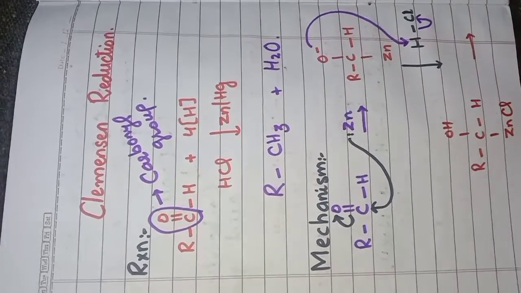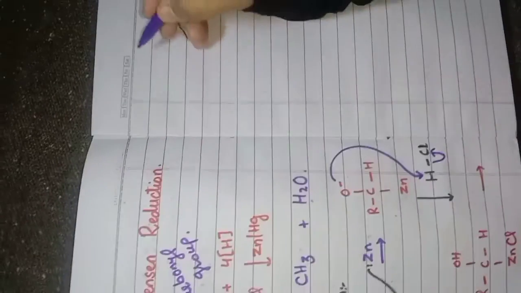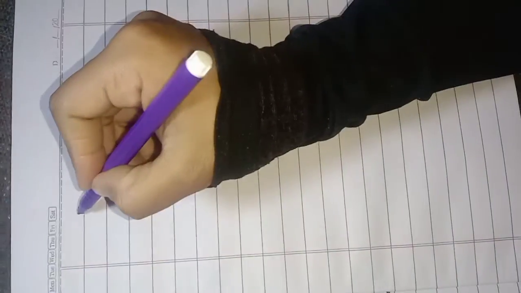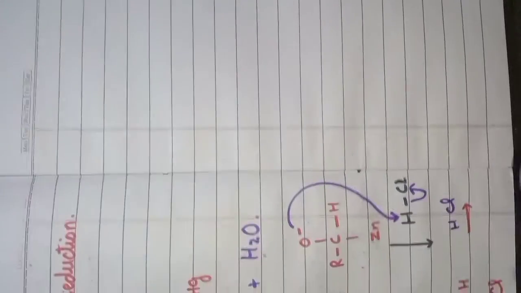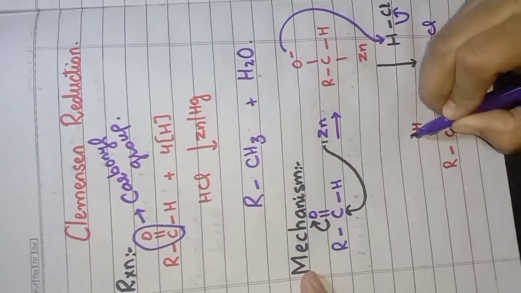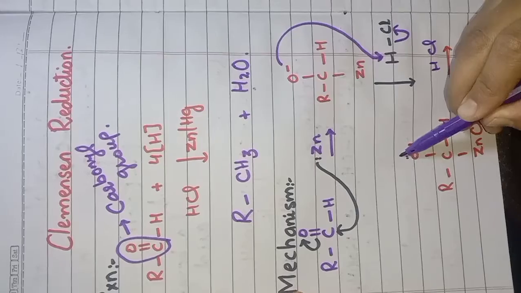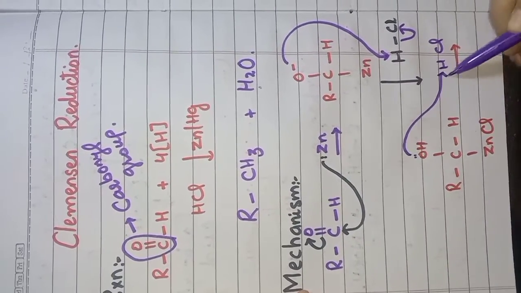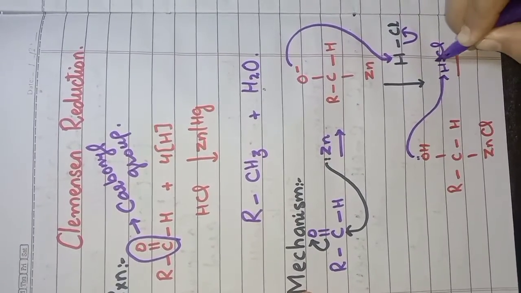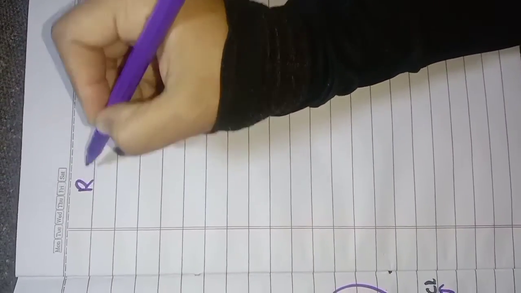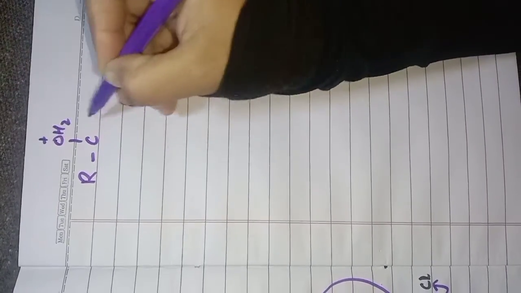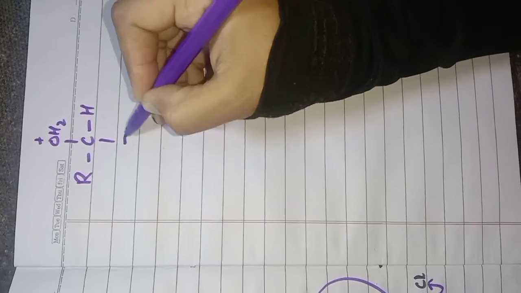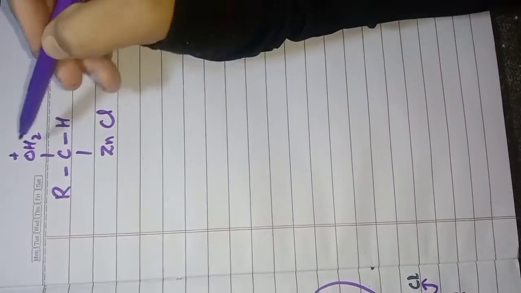In the next step, what will happen? In the presence of HCl again, this lone pair will attack this hydrogen and the bond will move over here. And now what will happen? Here it forms water.